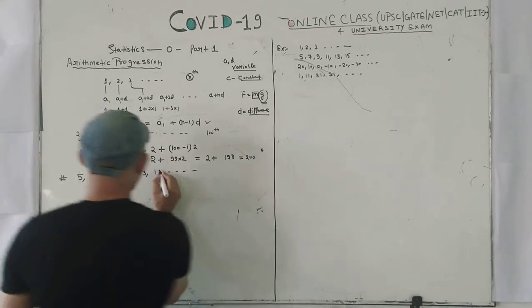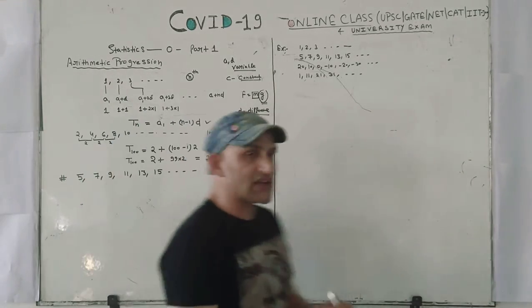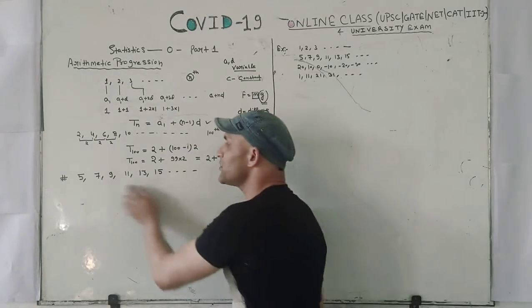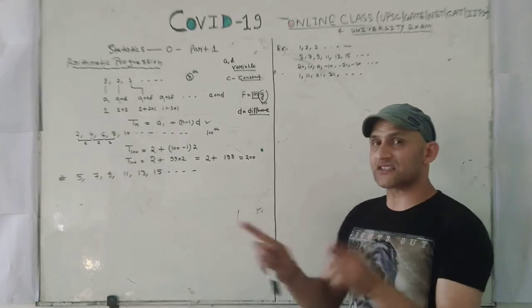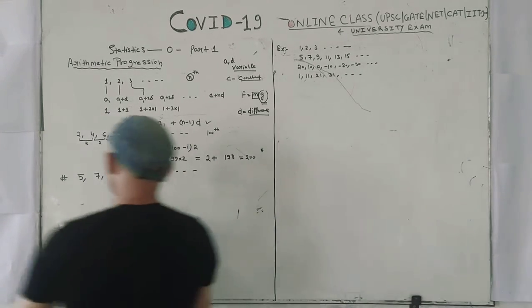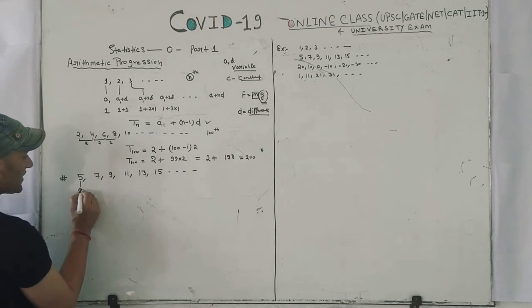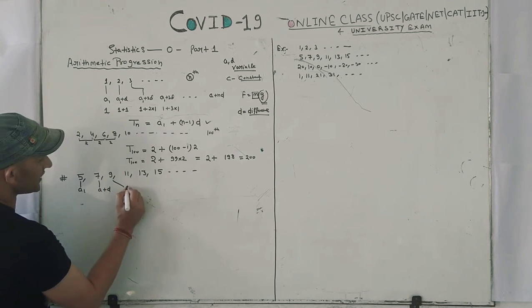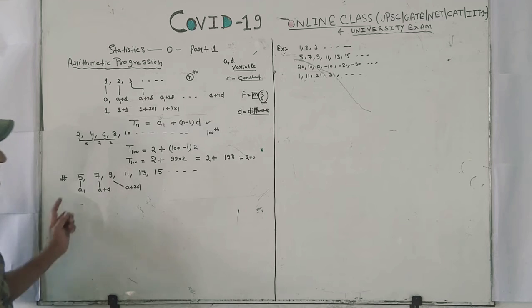So every time in the series, the difference between two terms must be the same. That is the A. This is A1, this is A1 plus D, this is A1 plus 2D. What is D? D is 2.